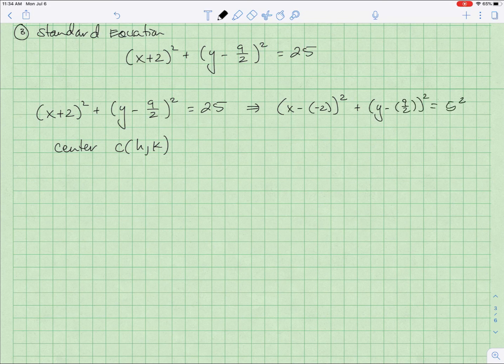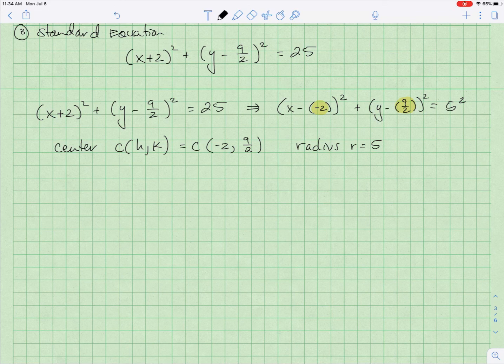as we rewrite that. And so the center here is the h value, which is negative 2, and the k value, which is 9 halves. So I am putting this in the appropriate form to read it. And then the radius, r, is equal to 5.